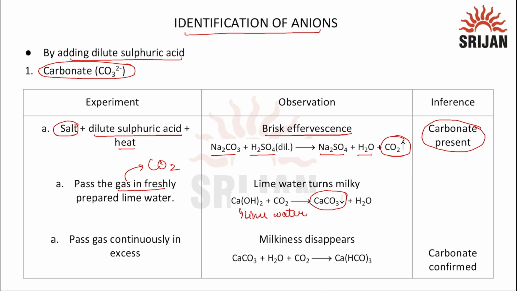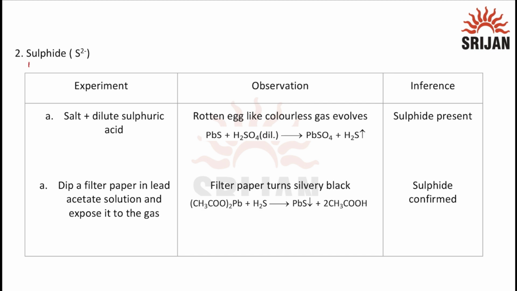For the confirmation of carbonate, we have to again pass the gas continuously in excess. So when CO2 is again passed over CaCO3 plus H2O, it will result in the formation of Ca(HCO3)2, that is calcium bicarbonate. Initially, we had CaCO3, which is not soluble, but as a product we are getting Ca(HCO3)2, which is calcium bicarbonate. It is actually soluble. The milkiness disappears because as a result we are getting Ca(HCO3)2, and hence we can confirm that carbonate is present. The next anion that we have to detect is sulfide.